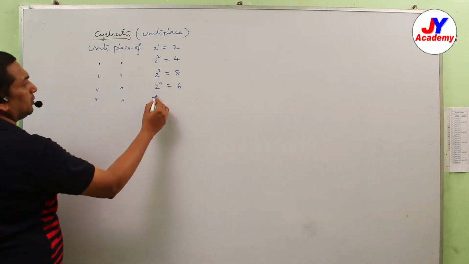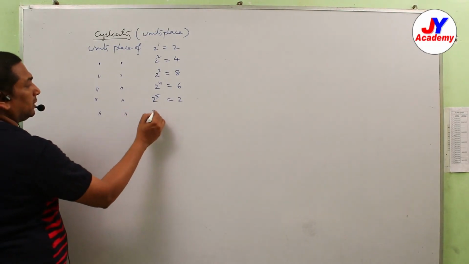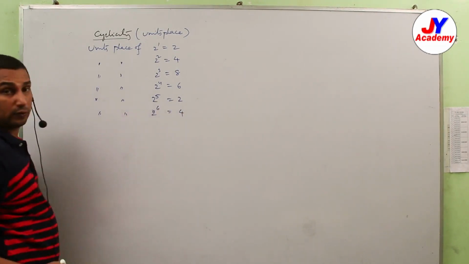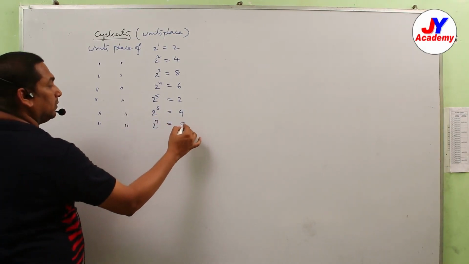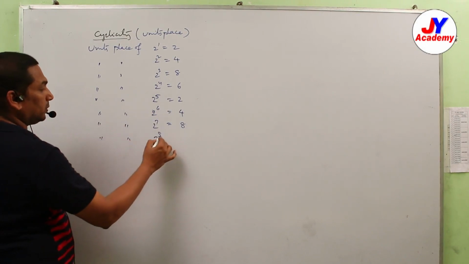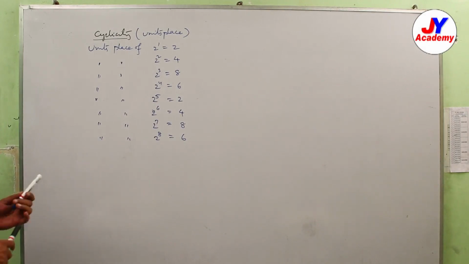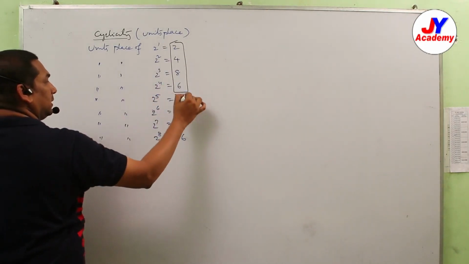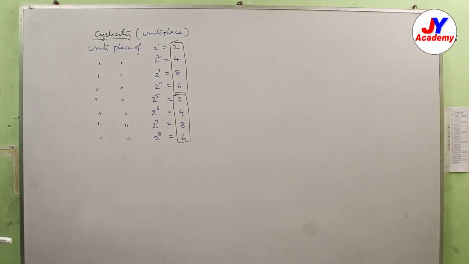Now the units place of 2 power 5, which is 32, is 2. Of 2 power 6, which is 64, is 4. Of 2 power 7, which is 128, is 8. Of 2 power 8, which is 256, is 6. If you observe these units places, this pattern is going to repeat.